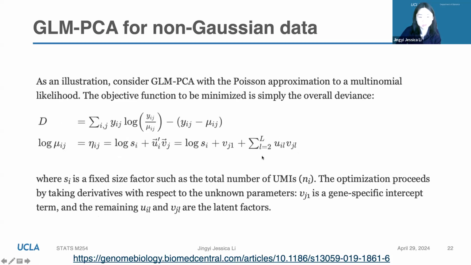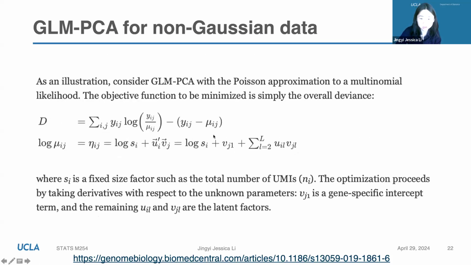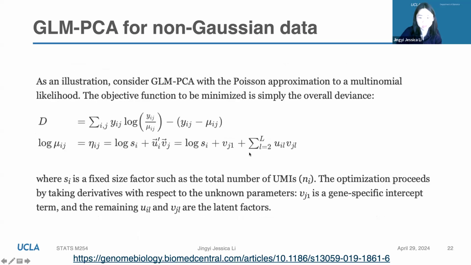Yeah, so I'm just going to skip everything. But basically, I think there's a change of notation because this SI is the NI, and these terms are this spelled out. You basically have this UI transpose Vj spelled out in the scalar form. So SI is NI, and optimization proceeds by taking derivatives with respect to the unknown parameters.